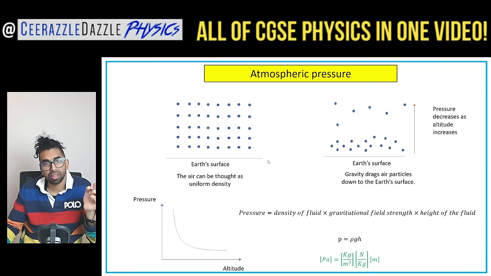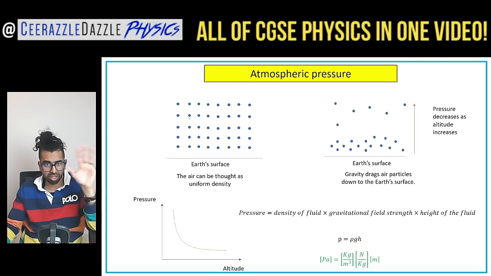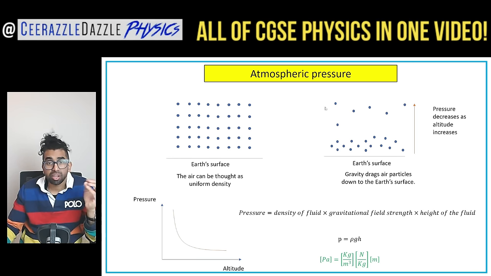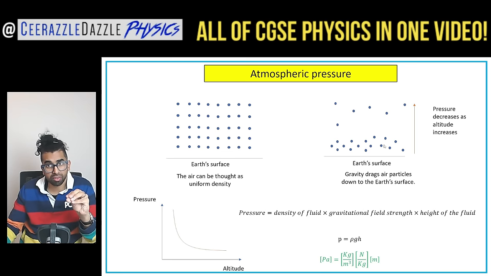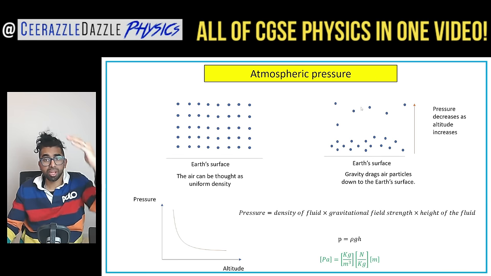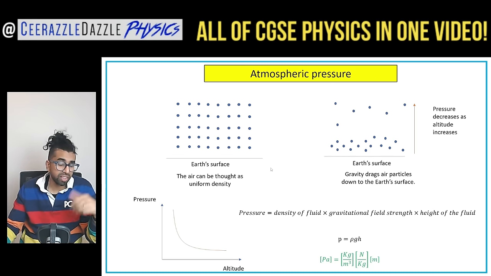Atmospheric pressure. So here is the Earth's surface, and the air above the Earth's surface, usually we think about it as uniform density, equally spaced. But in reality, it's not. Gravity acts on all the particles, and it drags those particles down to the surface of the Earth over here. So as the altitude increases, as you get further and further up, the pressure decreases. And then we get the following graph, pressure versus altitude. We can see that as the altitude increases, the pressure drops down.